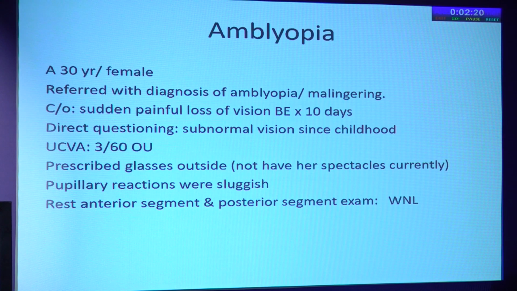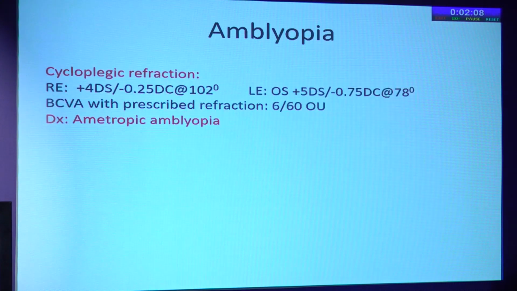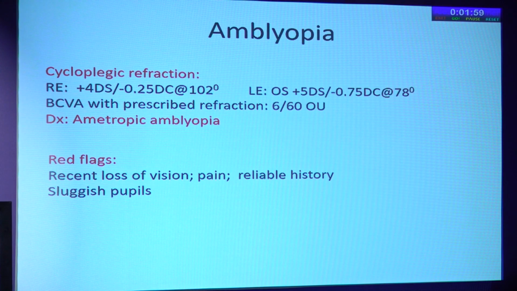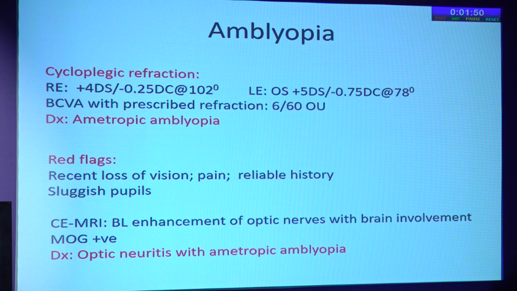This was a 30-year-old female who was referred, diagnosed as amblyopia, malingering, with sudden loss of vision in both eyes, 10 days, significant vision loss, was prescribed glasses outside, not wearing, everything else was normal. Suddenly she comes to us, cycloplegic, high hyperopia. So is it ametropic amblyopia? Red flags: recent loss of vision. Obviously, that's not going to happen in ametropic amblyopia. Some pain, the history appeared to be reliable, the pupils were sluggish. When we did an MRI, because nothing was fitting in place, there was enhancement, the MOG was positive. Again, despite the setting being like a malingerer, we still come across pathology.